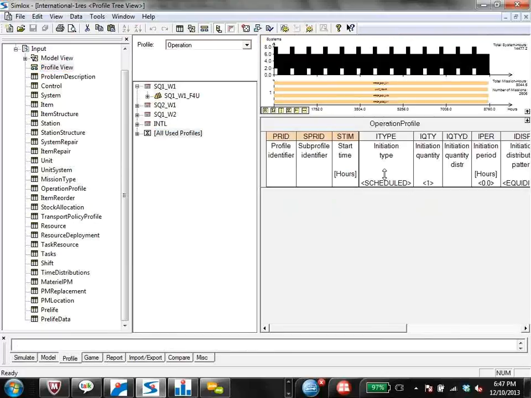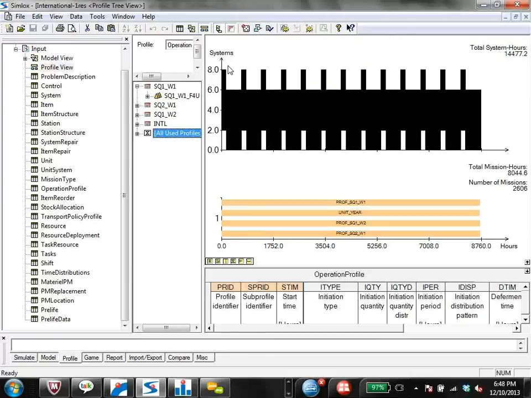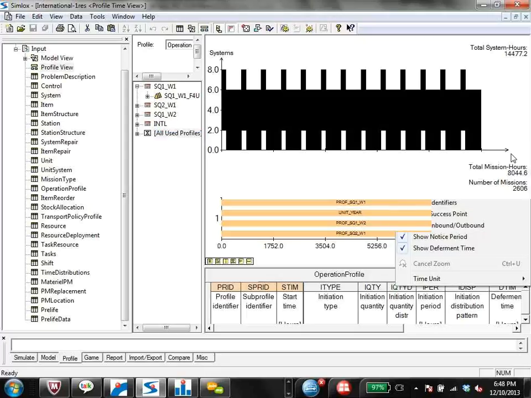I'll expand this a bit. And so now we have a really detailed perspective on utilization. We can see that we have a spike over the course of a year. There's 8,760 hours in a year. We're going to fly 2,600 missions for a total number of mission hours of 8,044, and that's across all of our systems.